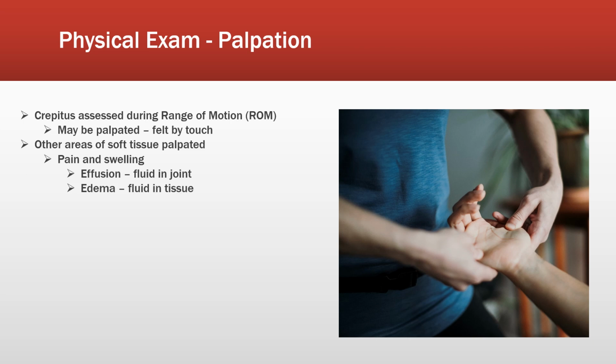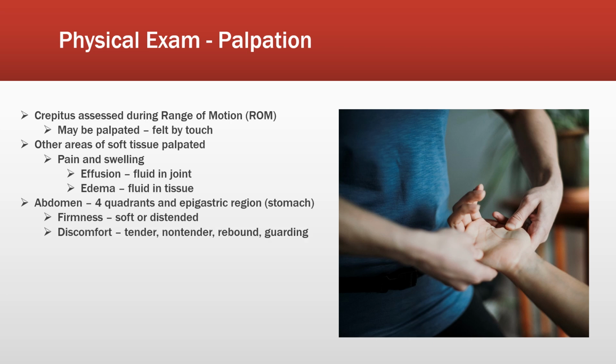The abdomen will also be palpated in each of the 4 quadrants, as well as the epigastric region over the stomach, to note the firmness as either soft, which is normal, or distended, which is abnormal. Discomfort to palpation of the abdomen will also be documented as tender, non-tender, rebound, or guarding.